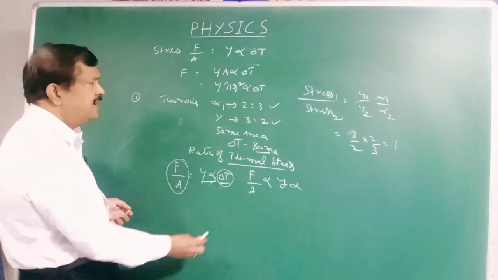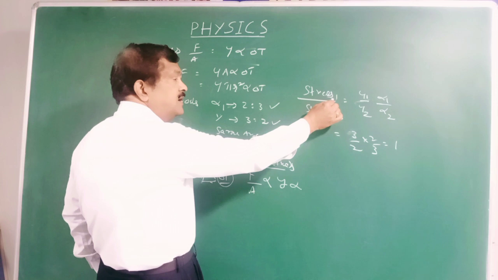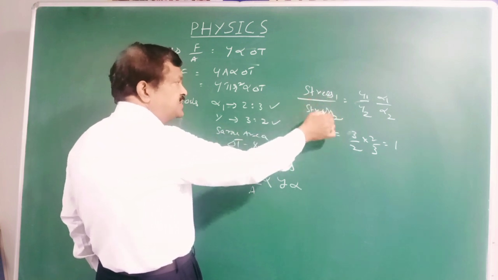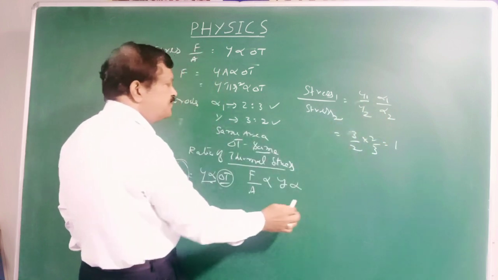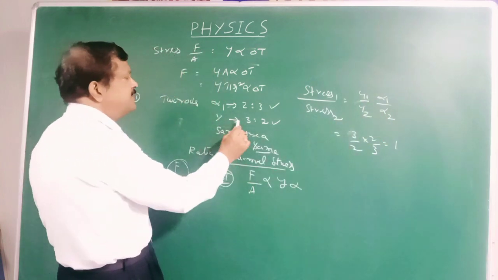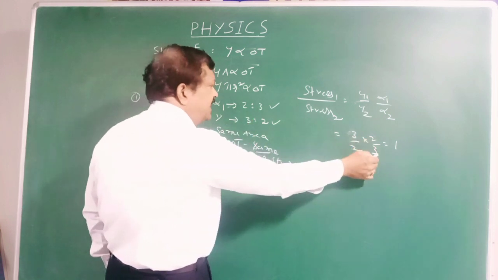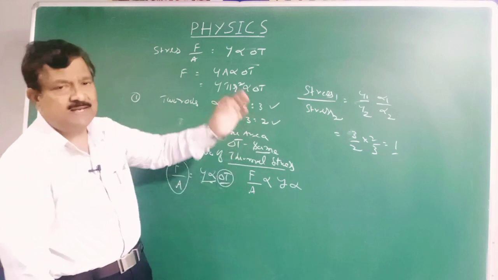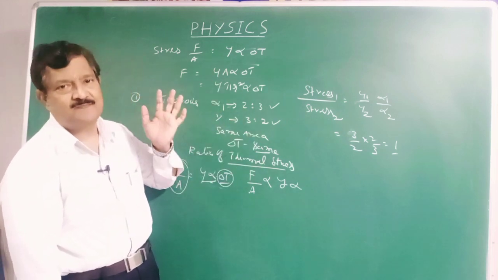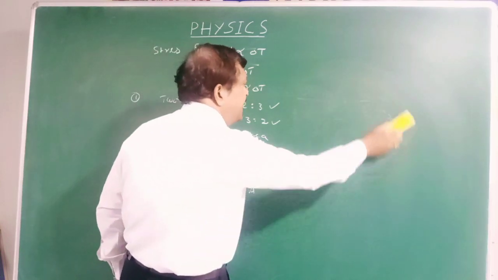So very clearly, because the stress is proportional to y into alpha, stress in the first rod divided by stress in the second rod, the ratio is y1 by y2 into alpha 1 by alpha 2. So y1 by y2, the Young's modulus ratio is 3:2 and alpha ratio 2:3, the ratio becomes 1, which indicates that the thermal stress is the same in both the rods. Now let us go ahead with another model with the same data.